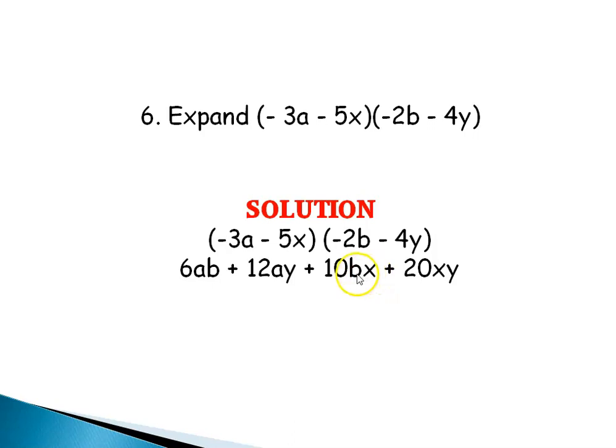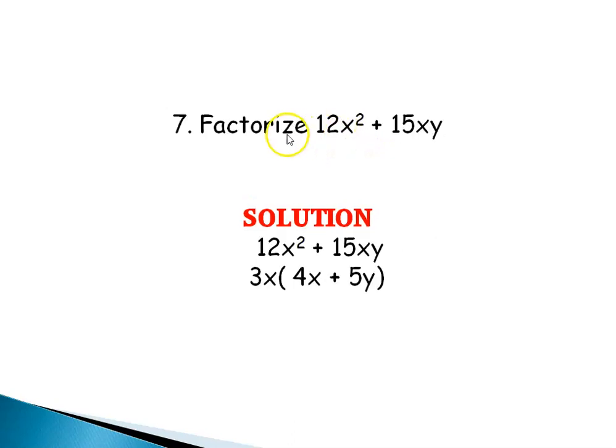bx. Always arrange them in ascending order. You have b before x in your alphabet. So bx. And then minus 5x multiplied by minus 4y. This minus will cancel out this minus. I'll be left with 5 times 4, 20, x times y, xy. So this is the expansion of this equation. Is that okay? Good.